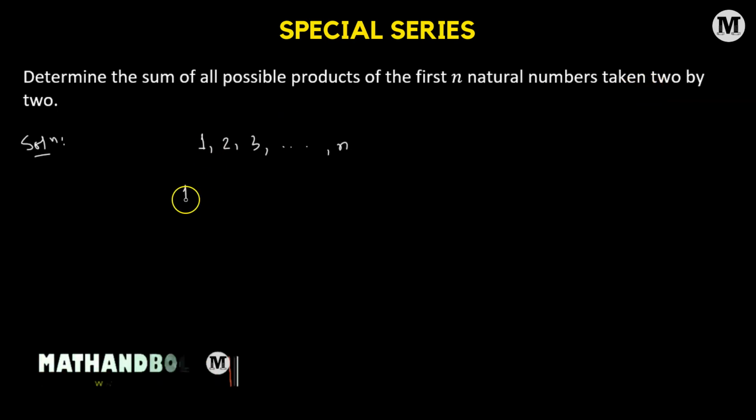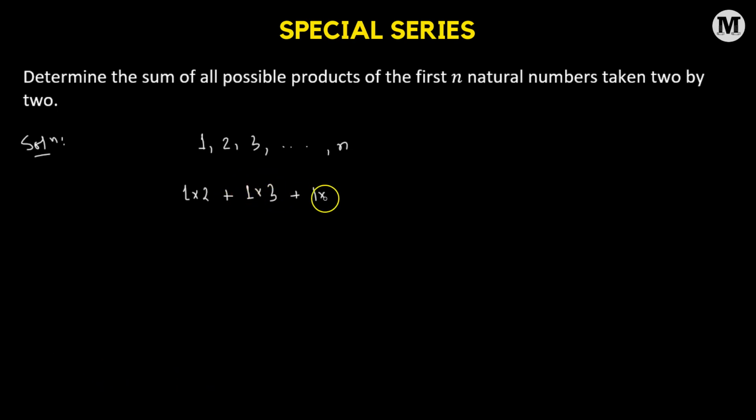That means we'll take the product between 1 and 2. Then we'll add it up to 1 multiplied with 3. Add it to 1 times 4, and this is going to go all the way up to 1 times n. Next, we'll take 2. 2 is going to now get multiplied with 3, because we have to take 2 by 2, because 2 times 1 and 1 times 2 means exactly the same thing.